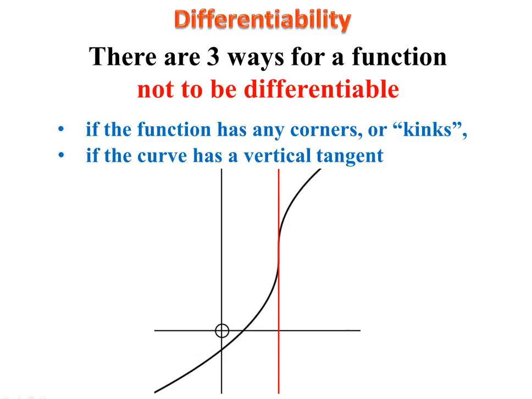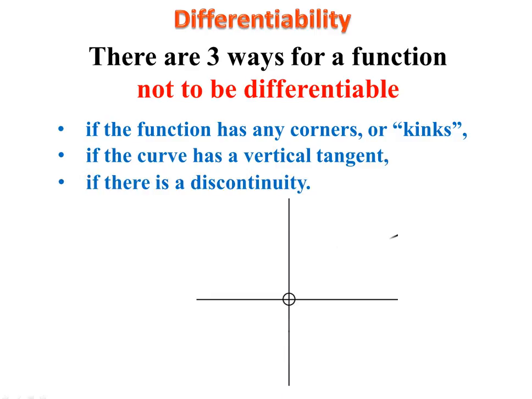Therefore, there is no derivative of a vertical line when a graph is a vertical line. Even if it's a single point of inflection as this is, not allowed. Finally, if there's a discontinuity.